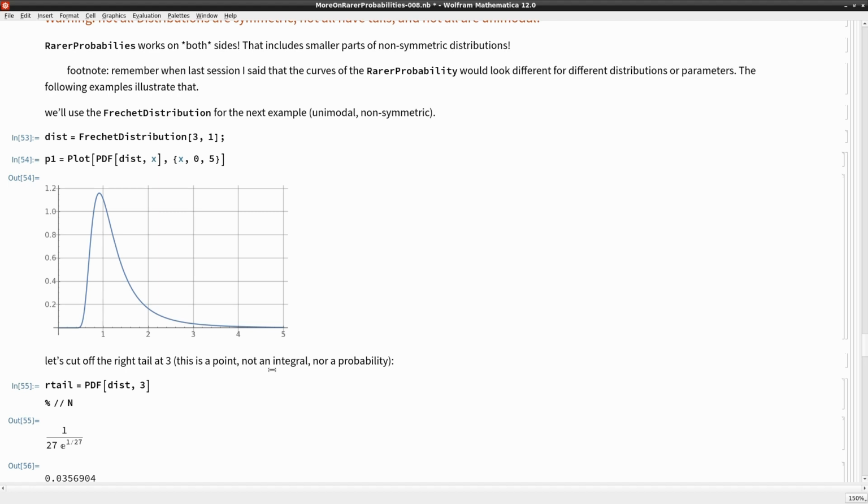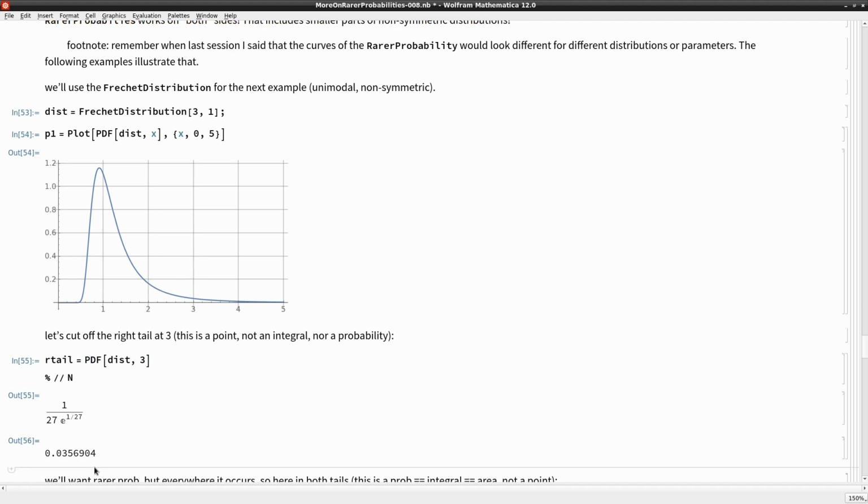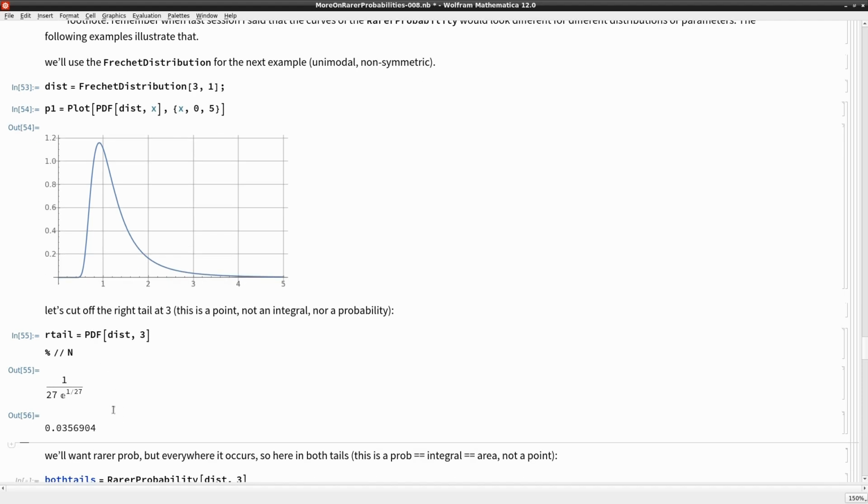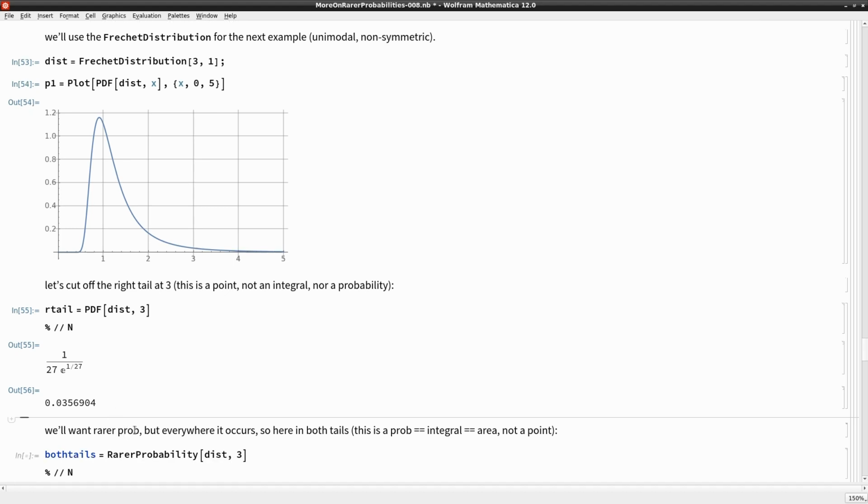Every probability is an integral, and that's an area under the curve. But here we're talking about a point. We are simply looking up 3 in the PDF. So this is a point, a value on this curve at this particular point. We're not talking probabilities yet. We're just looking up a point on the PDF. And we want the rarer probability, but everywhere it occurs, not just on one tail.